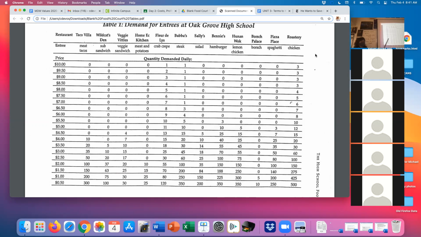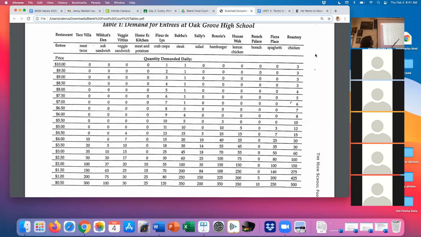At $4, 10 people will want it. If I lower the price just 50 cents to $3.50, 20 people will want it. At $2.50, 50 people will want it. Do you notice that as my price goes down, what goes up? The number of people that want it, right? Makes sense, right? No one is going to buy a $10 taco in a food court. Now at 50 cents, everyone's like, what a bargain. 300 people will want to buy that. I'll sell 300 lunches that day. However, will I make a profit? Well, we don't know.